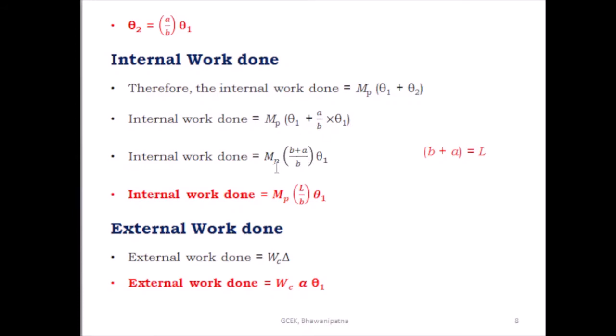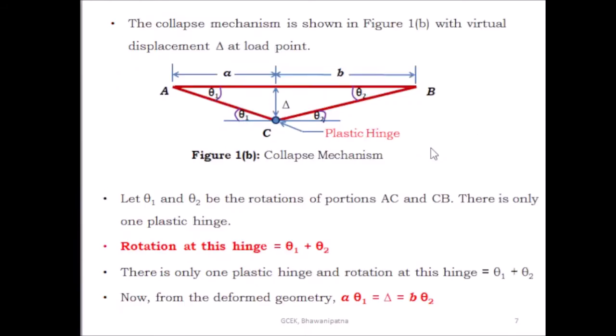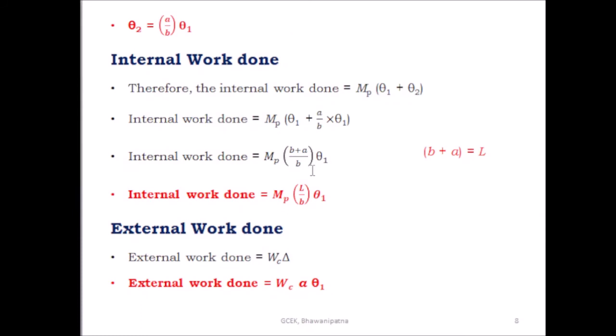Then after simplification, MP into (B plus A) by B into theta 1, but we know B plus A is equal to L, the length of the span. So here you have to put this length. Then the internal work done is equal to MP into L by B into theta 1. So this is the internal work done.